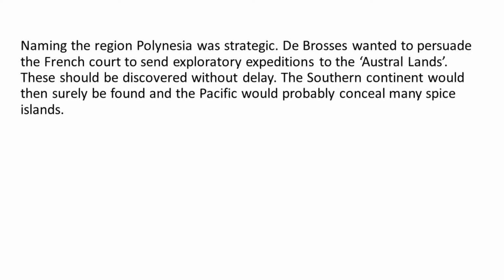So naming the region Polynesia was very strategic by him. He wanted to persuade the French court, who would provide money for explorations, to send exploratory expeditions to the Austral Islands. And these should be discovered without any delay. So again, discovered. There were already people there. The southern continent would then surely be found, you know, the southern continent that would be at the bottom of the globe to keep it in balance. And the Pacific would probably conceal many spice islands, which would be good for their trades to generate an income.